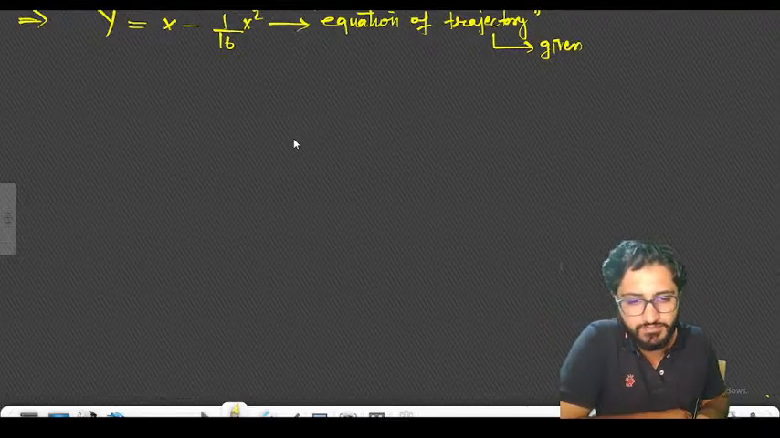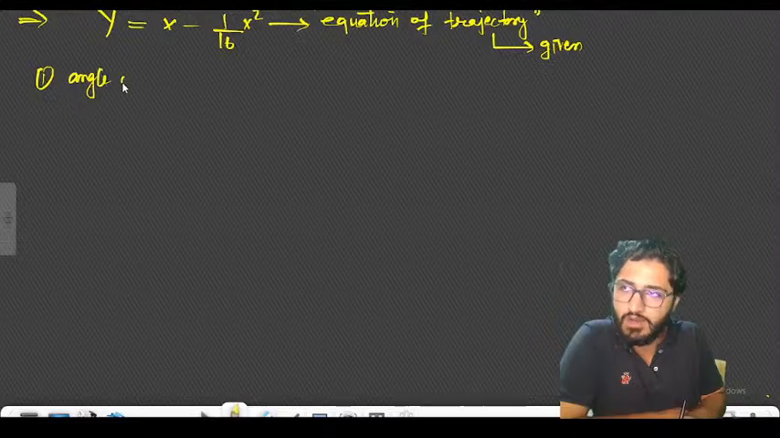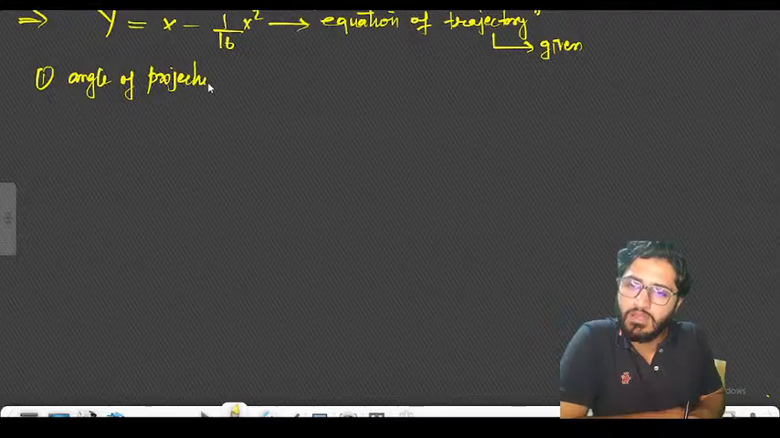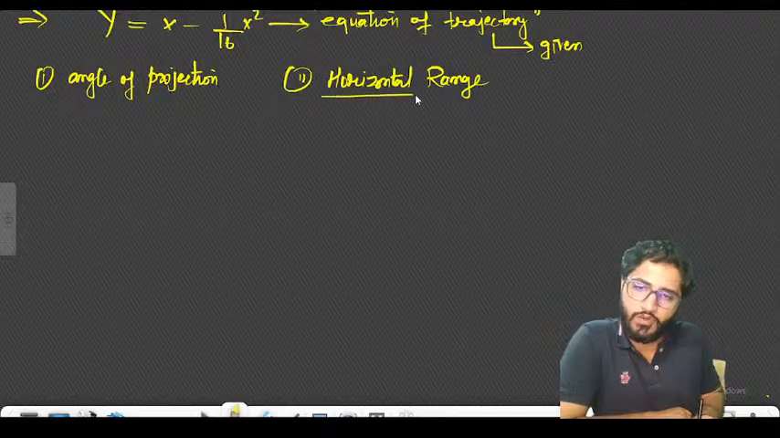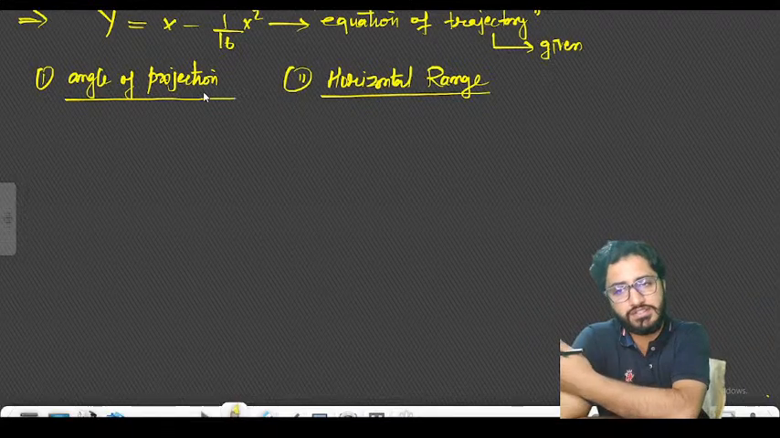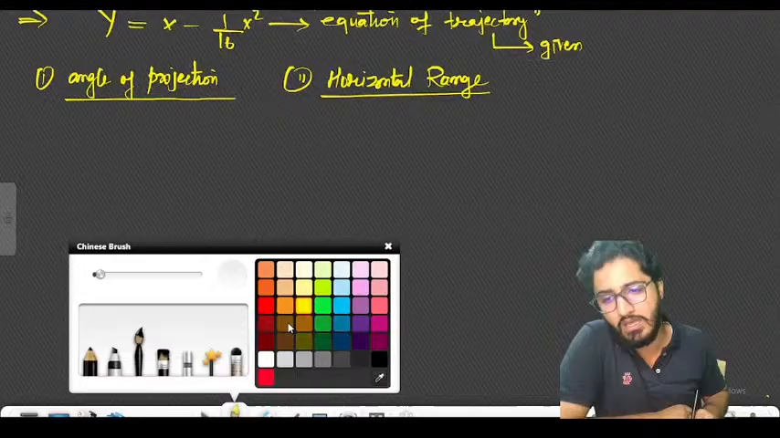First of all, find angle of projection. Second one, horizontal range. We need to find angle of projection and horizontal range. How can we find these two things? By comparing it. By comparing it.